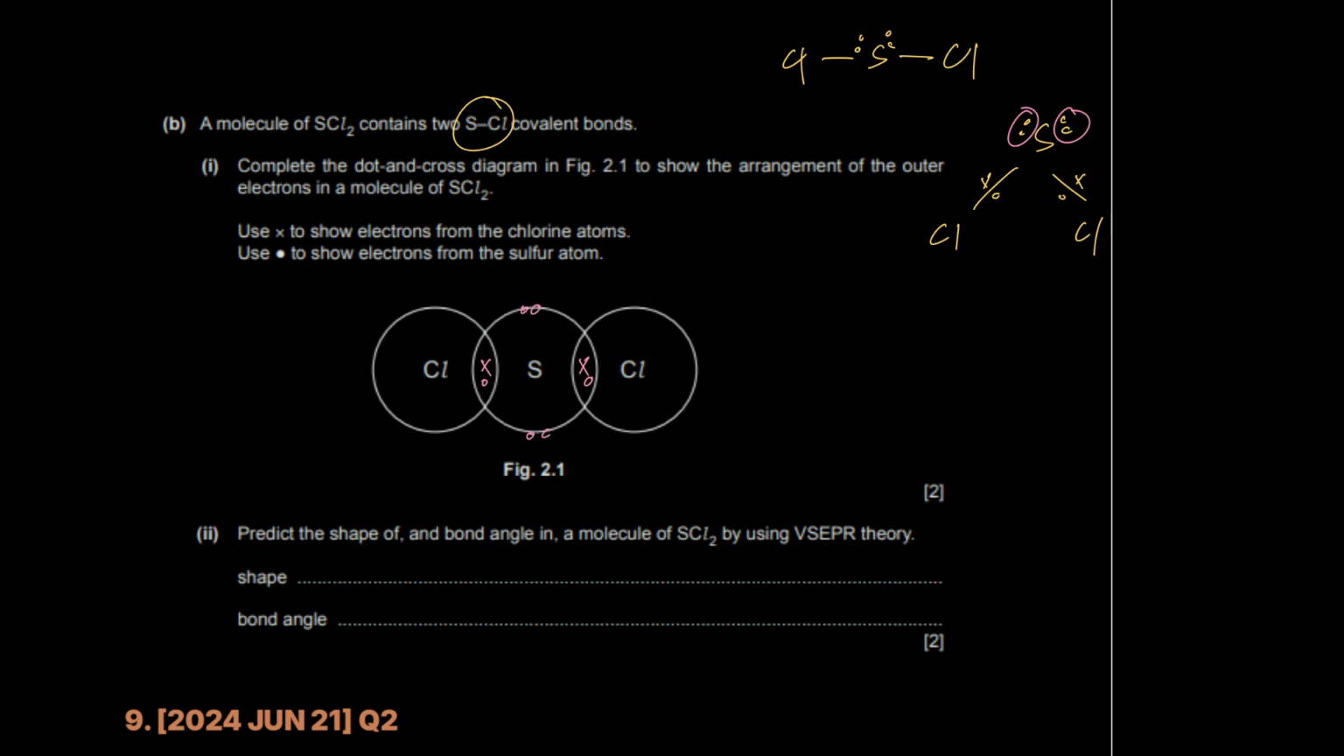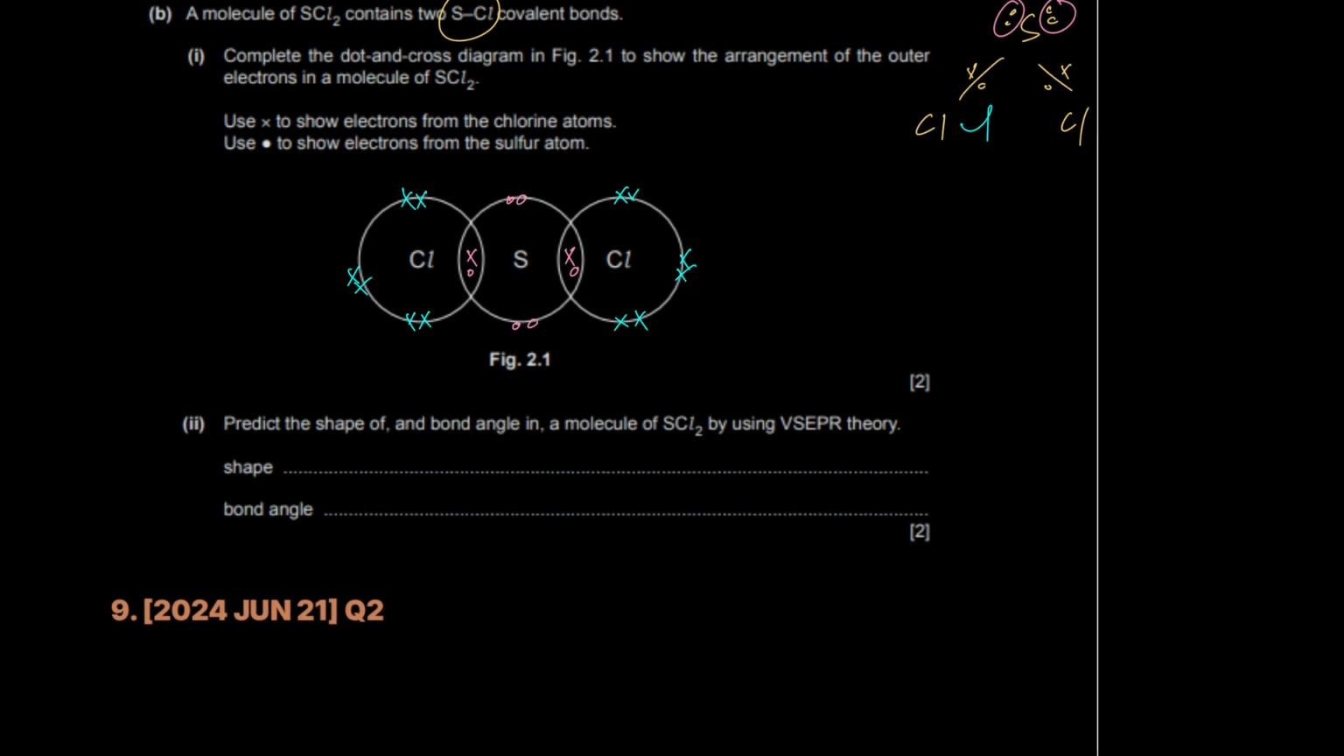So one lone pair and one lone pair. And chlorine is in group 7. It shared one electron here. It has 6 more electrons left: 2, 4, and 6. That's it. Now predict the shape and the bond angle of the molecule using the VSEPR theory.